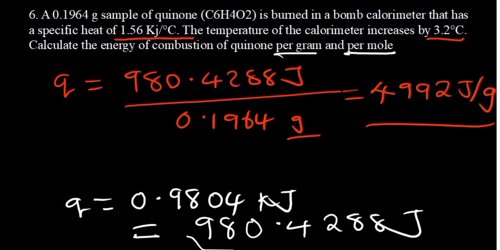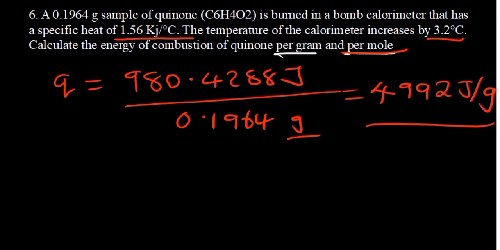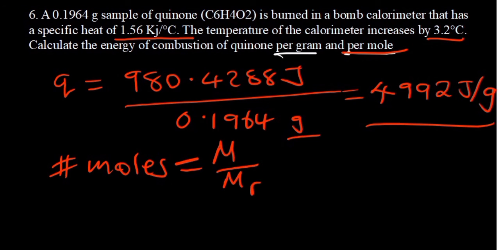In the question it's also saying per mole. How do you determine per mole? We determine per mole by dividing by the number of moles. So how do we determine the number of moles? We determine the number of moles by dividing the mass by the molar mass. The mass has already been given for quinone: 0.1964 gram. That's what the question had told us.